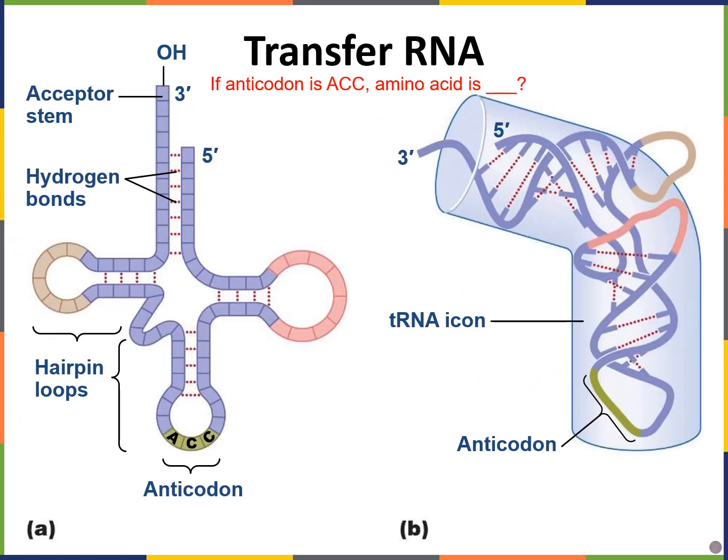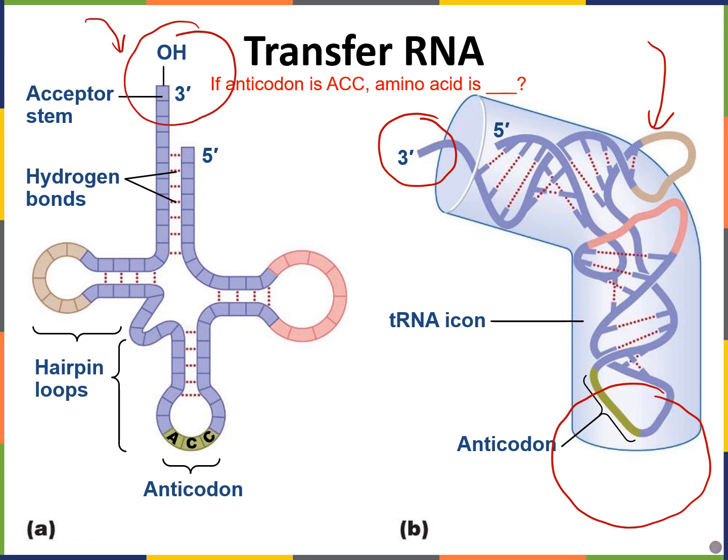And this is from a different textbook, but I wanted to show you other depictions of transfer RNA. Sometimes you'll see something that looks more like this. This is where the amino acid would be bound, and over here is where the anticodon is located. Or sometimes you'll see something like this. Again, this is where the amino acid would be bound, and here's my anticodon.